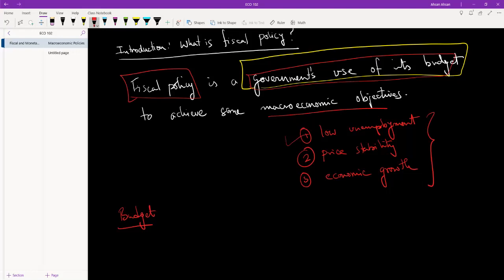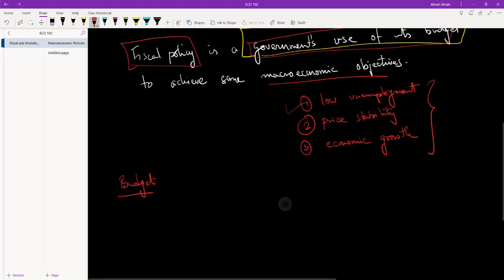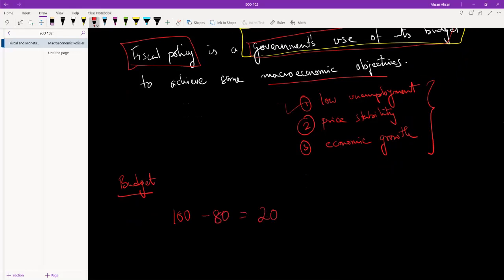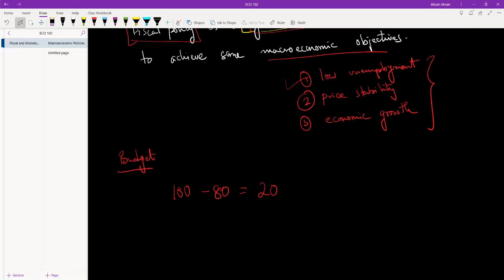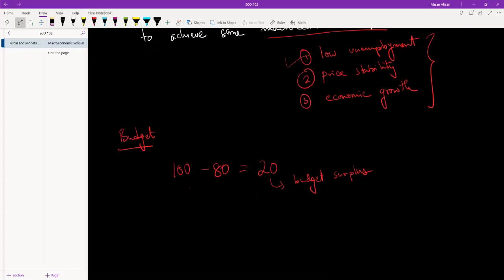So of course, it doesn't just have to be the government's budget. We all have budgets. I make a monthly budget. I expect to earn a certain amount of money, and from that, I plan to spend a certain amount of money. So for example, if I expect to earn 100 taka this month, and my plan is to spend 80 out of it, I will have 20 taka left at the end of the month. Now this is known as a budget surplus, when I'm spending less than the money that I'm bringing in.